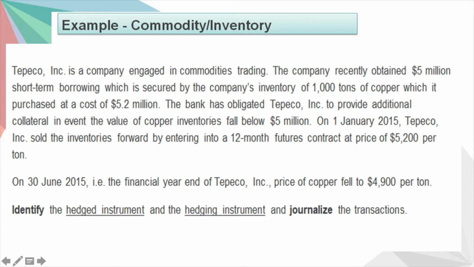The bank has obligated Tepeco Incorporated to provide additional collateral in the event the value of copper inventories falls below $5 million. On 1st January 2015, Tepeco Incorporated sold the inventories forward by entering into a 12-month futures contract at a price of $5,200 per ton. On 30th June 2015, the financial year end of Tepeco Incorporated, the price of copper fell to $4,900 per ton. So first, we should identify the hedged item and analyze the transaction.